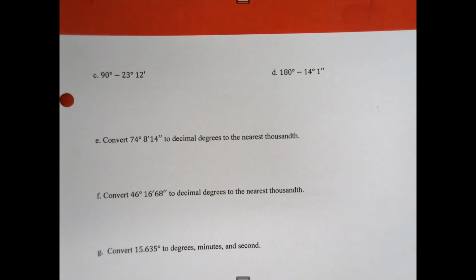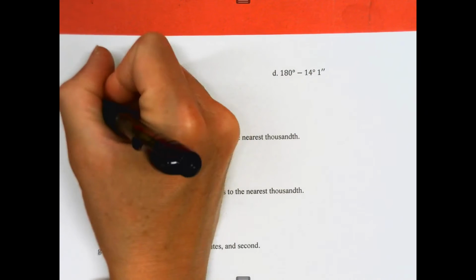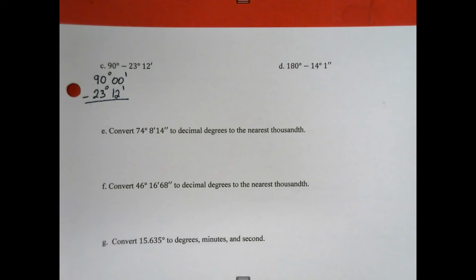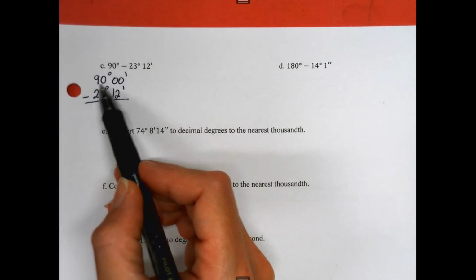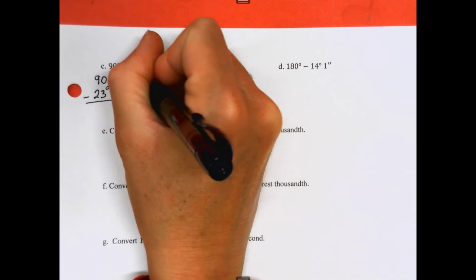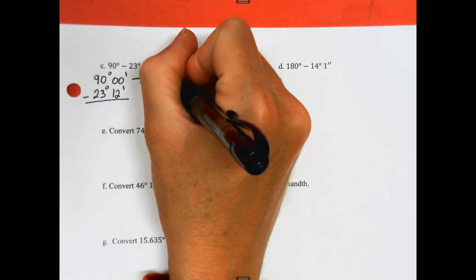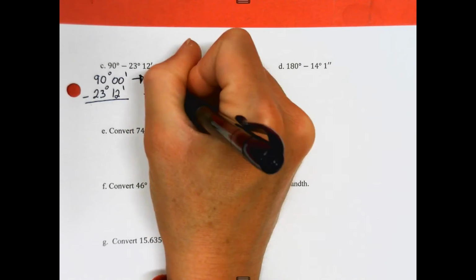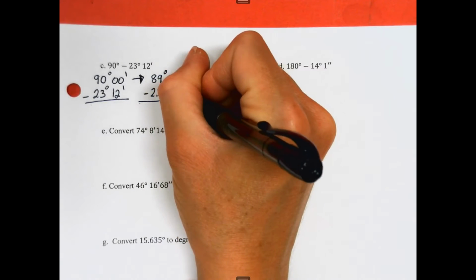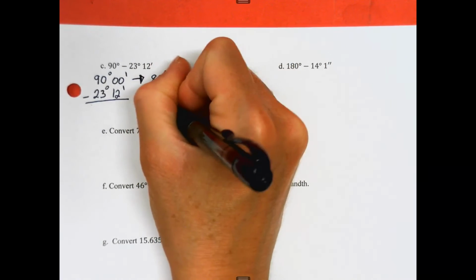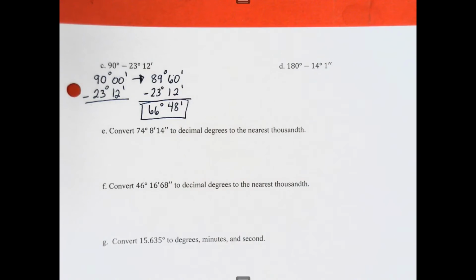Subtraction. Subtraction works similar. Here we have 90 degrees and 0 minutes, and we're subtracting 23 degrees and 12 minutes. Just like when we do normal subtraction, we have to borrow. We need to borrow a degree from 90 to make this be something bigger than 0 minutes. Therefore, I'm going to rewrite this as 89 degrees and 60 minutes, since 60 minutes is equal to 1 degree. And then I'm going to subtract 23 degrees and 12 minutes from it. 60 minus 12 leaves us with 48 minutes. And 89 minus 23 is 66 degrees. We end up with 66 degrees and 48 minutes.